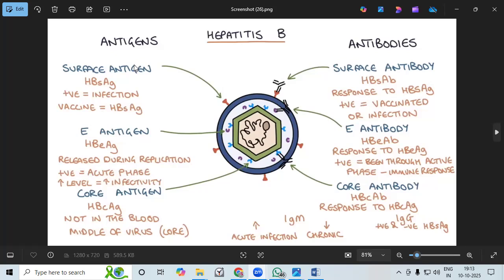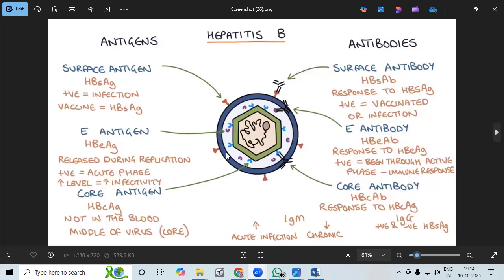So there will be two conditions in which the antigen will be the surface antigen. And in response to this antigen, we've got these antibodies. So for surface antigen, we've got surface antibody, that is the HBs antibody. This is a response to HBs antigen. In your exam, they will either give HBs antigen positive or anti-HBs positive. Both of them mean the same thing. Response to the HBs, that is vaccinated or infection. This is clear? Then we've got the E antigen, which is in the middle.